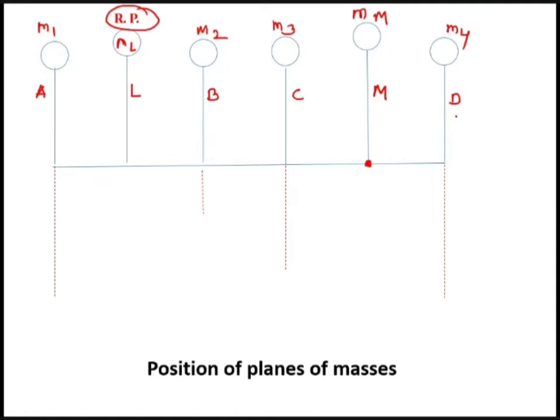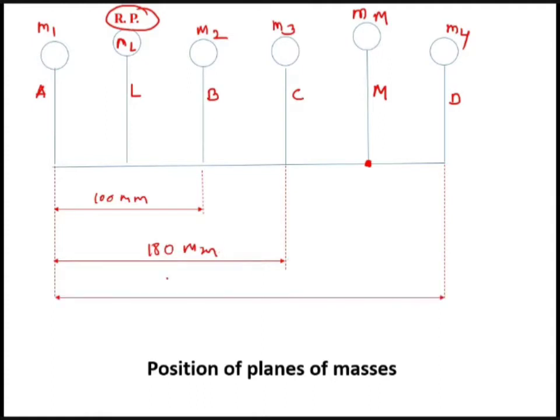Right. Now they have given the distances of all the planes from mass M1. This distance they have given as 100 mm, and this distance as 100 mm. Next, they have given the distance of mass M3 from plane A, that is mass M1, as 180 mm. And the distance of plane D, or mass M4, from mass M1, they have given as 300 mm.